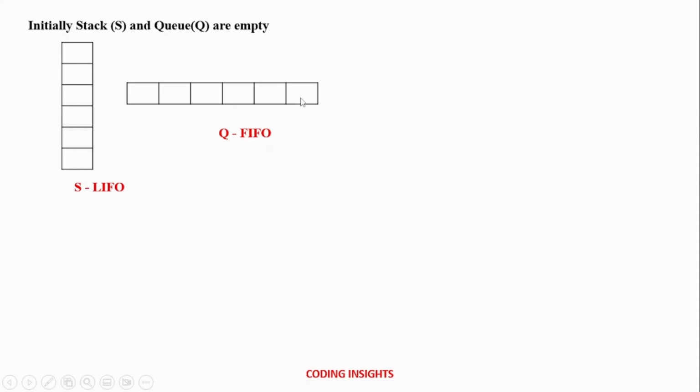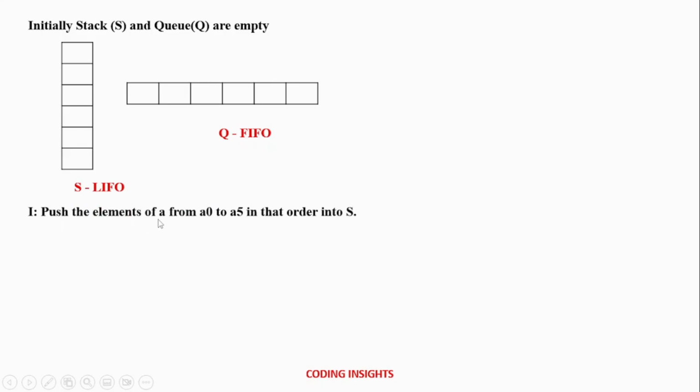The person who comes first will be the person who is getting served first. So when the elements are inserted into the queue, we call it as enqueue, and when the elements are deleted from the queue, we call it as dequeue. Let's see the operations one by one.